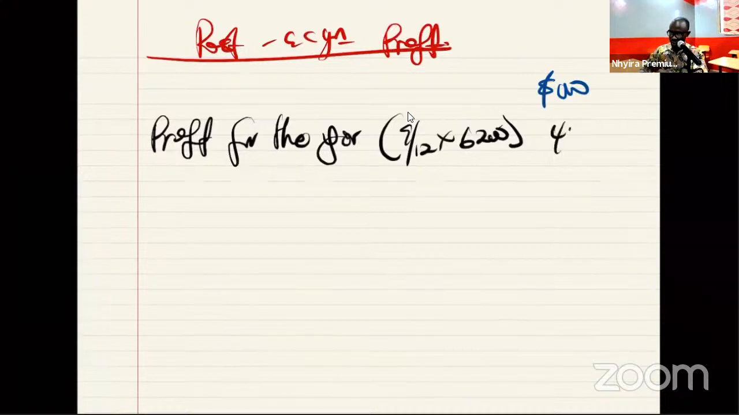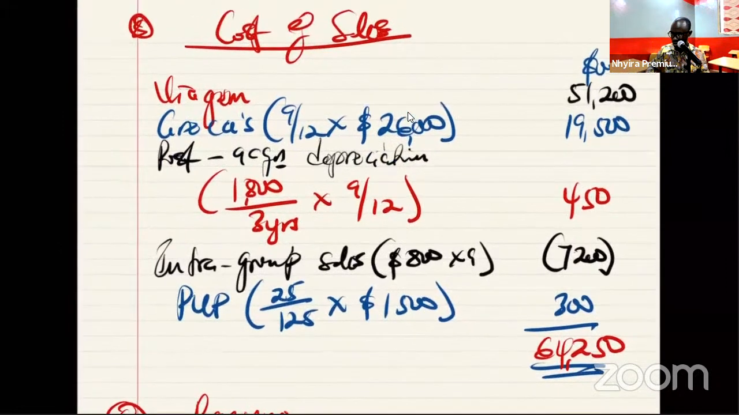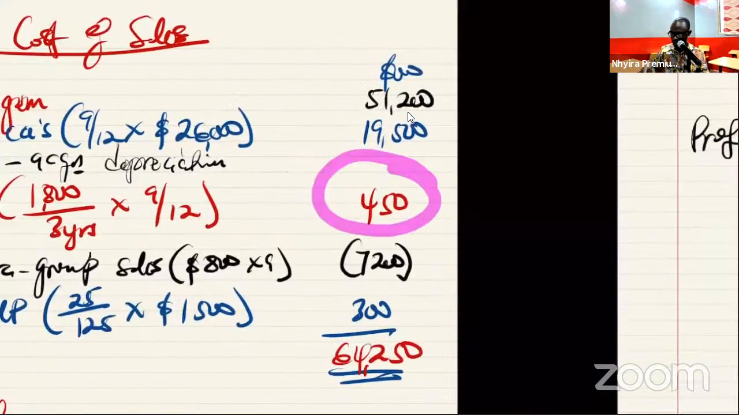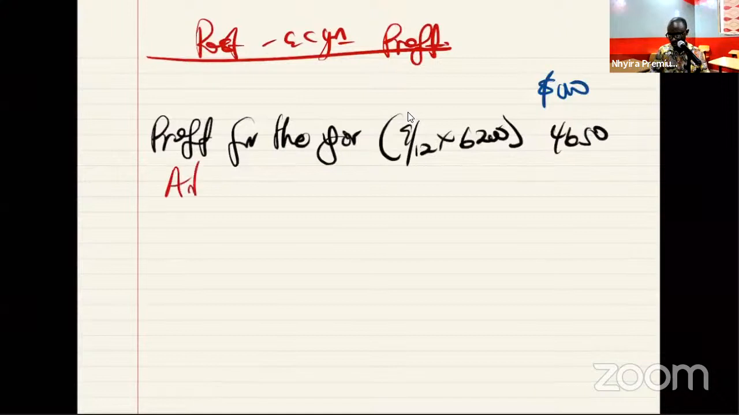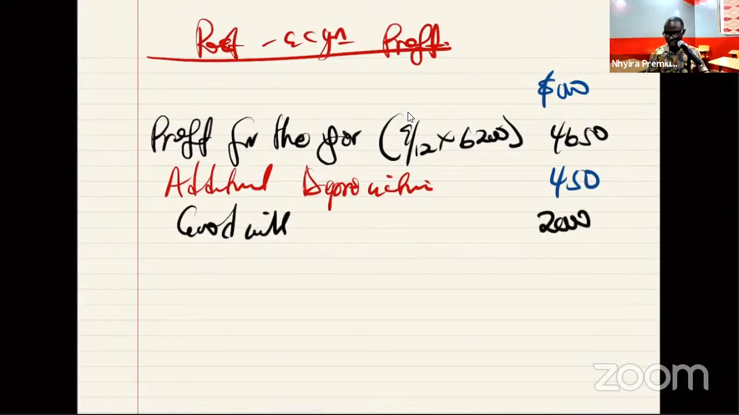I'm getting 4,650. Then we bring in the fair value adjustment things that we did. If you remember clearly on that, there was an additional depreciation. If you remember, we brought it in cost of sales. This additional depreciation will be deducted here. And that's 450. In that case, then we're going to be bringing in a goodwill impairment. That's 2,000 will be brought as well in that case.